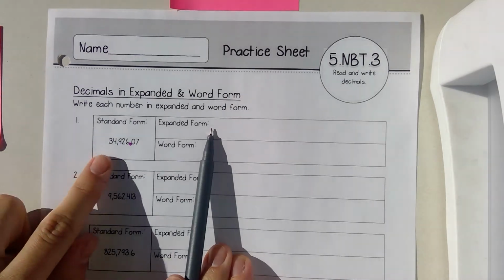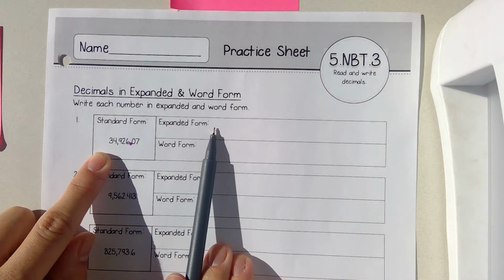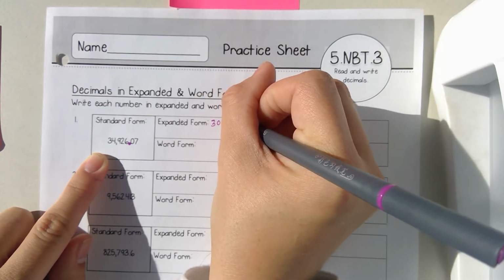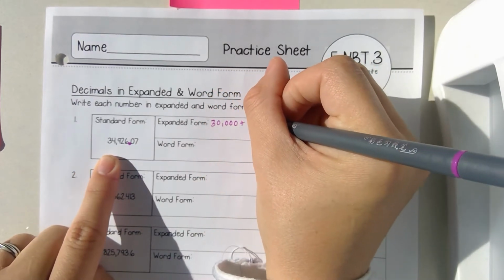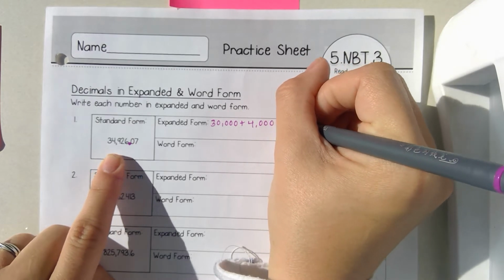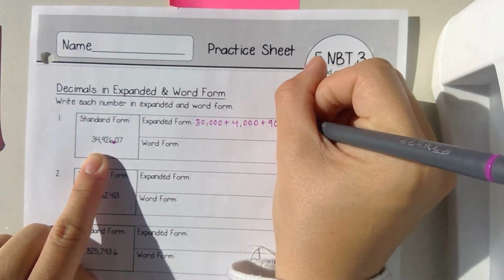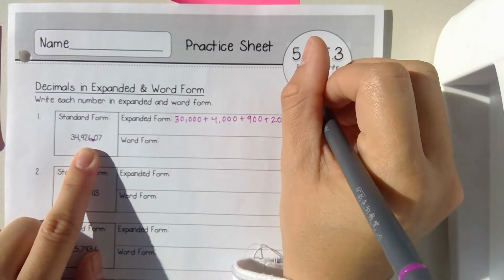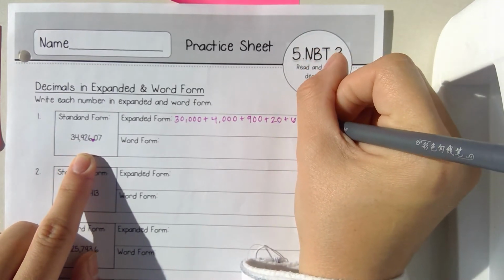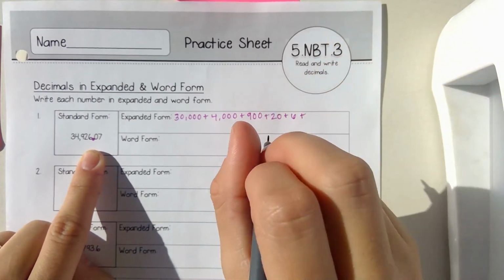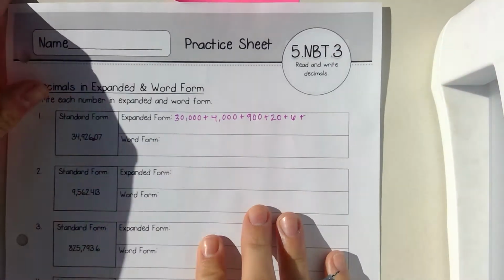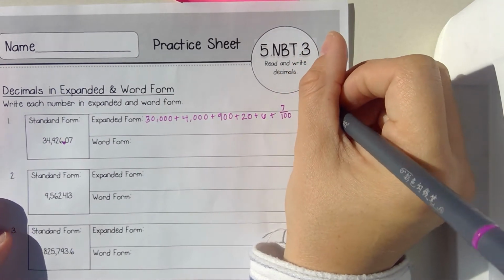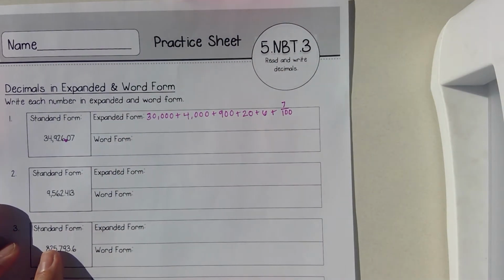So in expanded form, I'll start with my largest place value, which is 3 in the 10,000s. So that would be 30,000 plus the 4, which would be 4,000, plus the 9, which is 900, plus the 2 tens is 20, plus the 6 in the ones is 6, plus the 0 in my tenths, plus 7 hundredths. So I would do 7 hundredths. So that would be my expanded form.